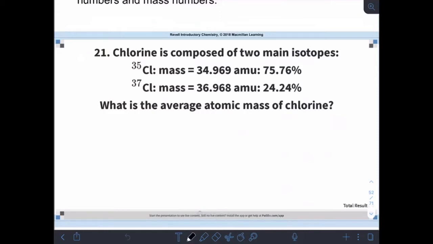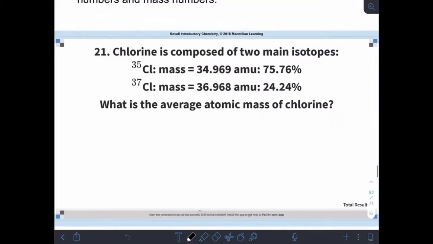All right, continuing on with our slides for chapter 3, where we left off, we were just about to hit this question, number 21. Now, before you try to pause and do this problem on your own, I need to explain a few things about how to calculate average atomic mass.